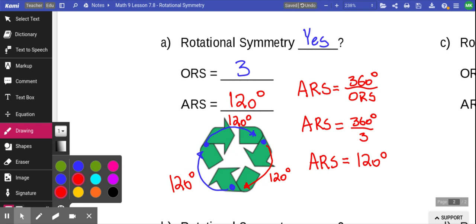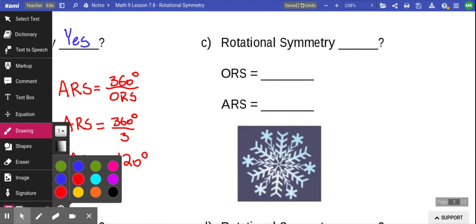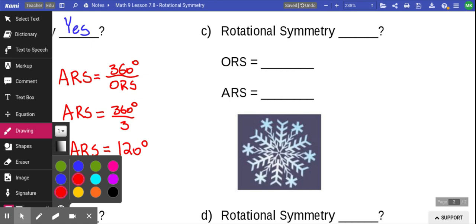Awesome. I'll do C with you, and then you can try B and D on your own. So we got a snowflake here. We have to ask ourselves, does this thing have rotational symmetry? It does. So if I was to put a dot, let's say on this snowflake right here, if I rotated this object so that it was in this spot, it would look the exact same. All the sides have a match to it, right?